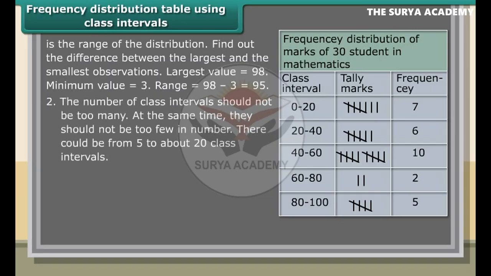2. The number of class intervals should not be too many. At the same time, they should not be too few in number. There could be from 5 to about 20 class intervals.